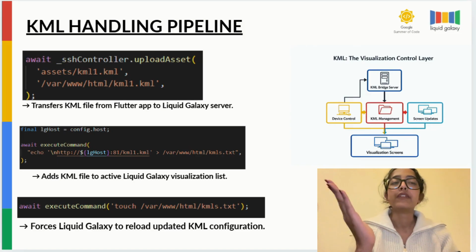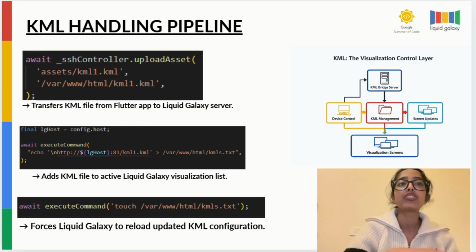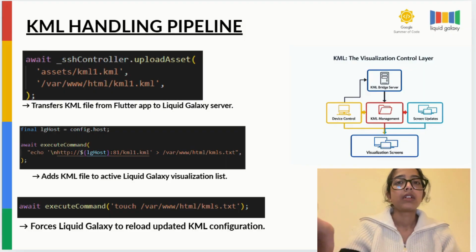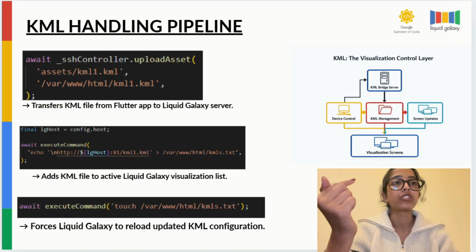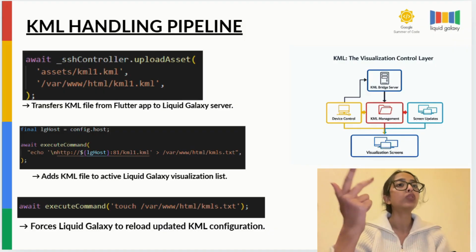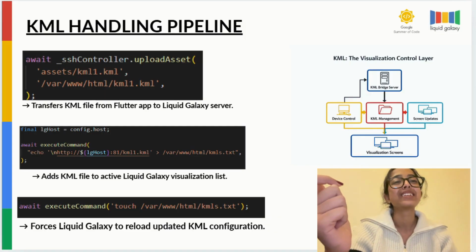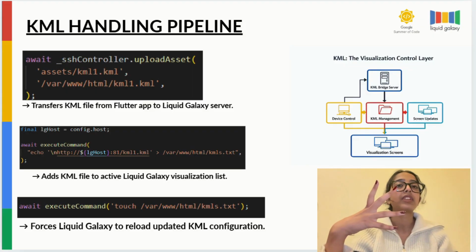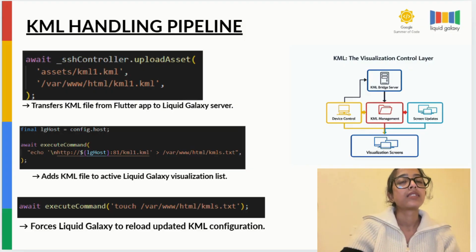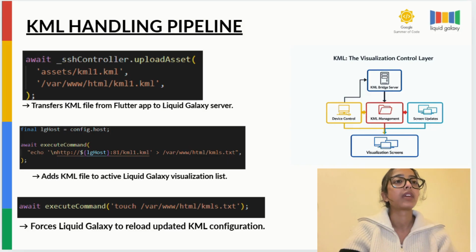Then the refresh command comes into action and triggers a refresh action. This forces Liquid Galaxy to reload the KML configuration and immediately apply the new visualization. You can also see I have created this visualization control layer, and that's how it works. Everything I just said is inside this command flow.